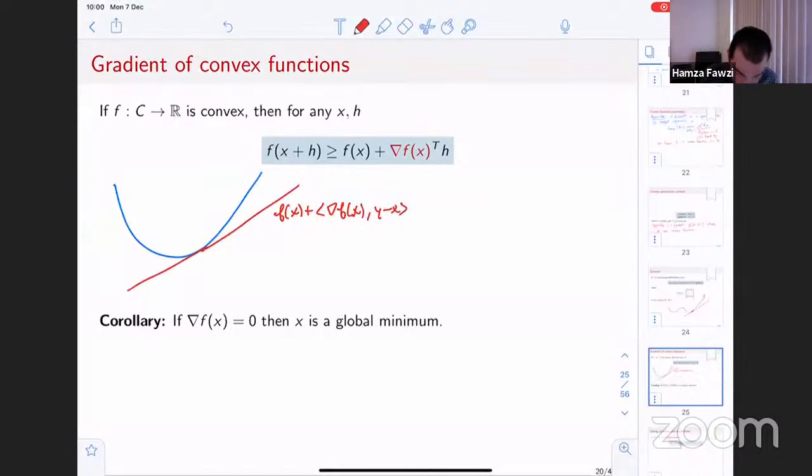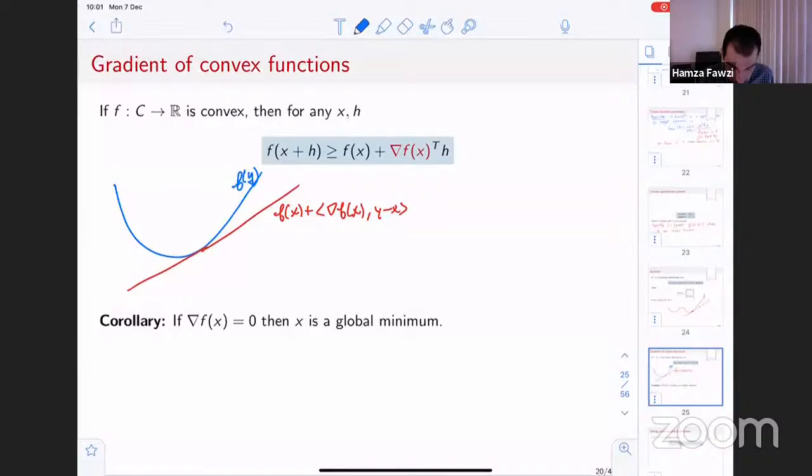This is as a function of y, and this is really f of y here. You can see that f is always above its Taylor approximation, and this is true wherever you take the Taylor approximation. For any base point x, the curve is above the linear approximation. Now, a very simple consequence, but an important one, is that if you have a point where the gradient is equal to 0, then x is a global minimum of the function.